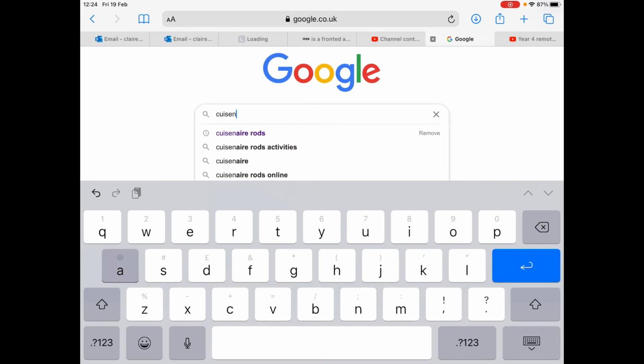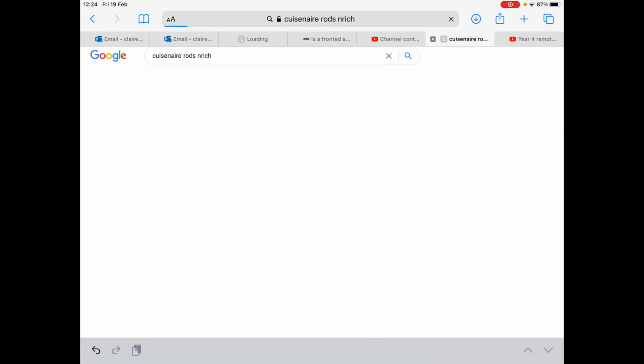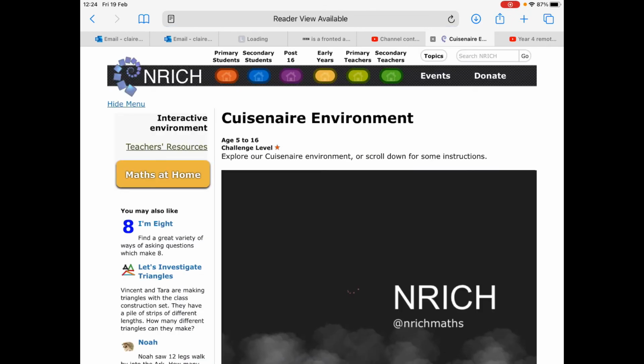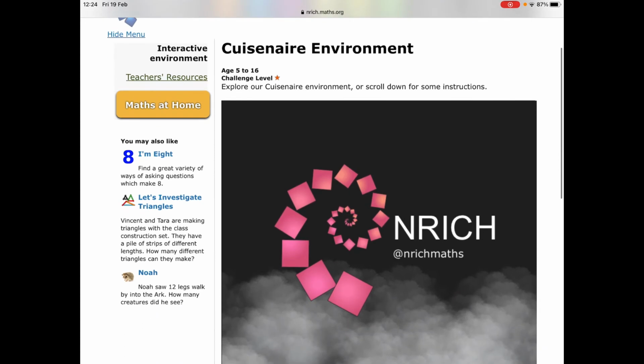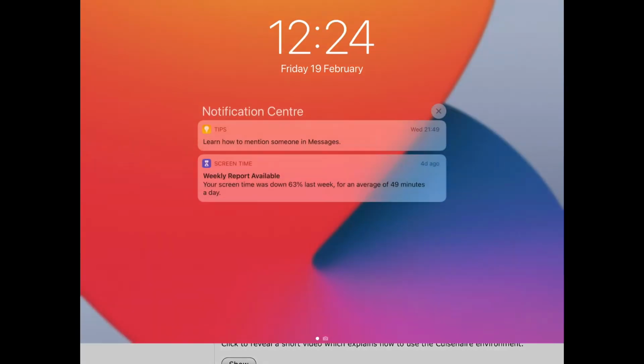Cuisenaire rods enrich. Okay, if you just type that in, the first search that you find should take you to these interactive Cuisenaire rods, and you can see that's just loading now. Okay, so there you get all of the different rods down the side ready to use.